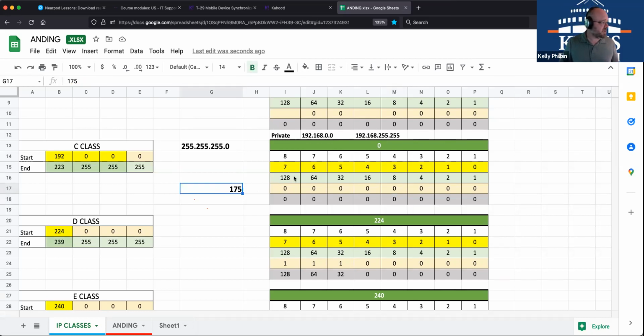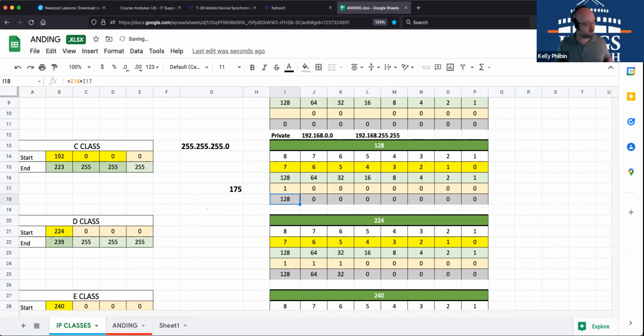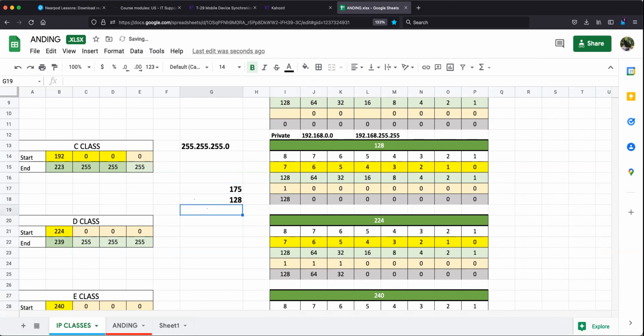So 175, can we subtract 128 from 175? Yes. All right, so what do we do? So subtract 128 from 175. So we put a 1 there, correct? Yeah. And then we subtract 128 from 175. What does that leave us? 47.